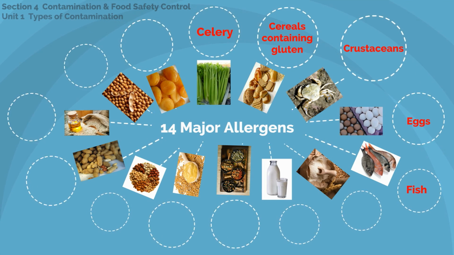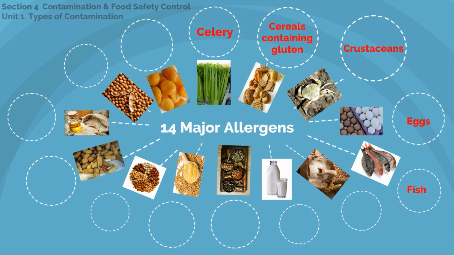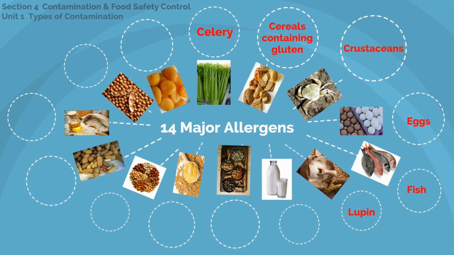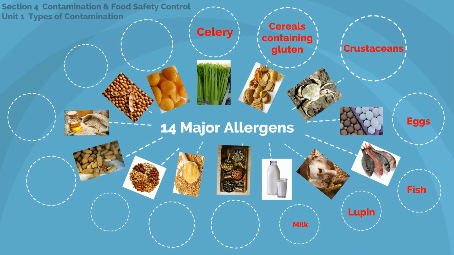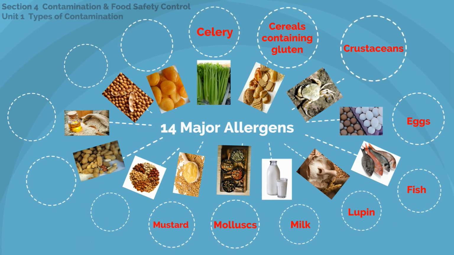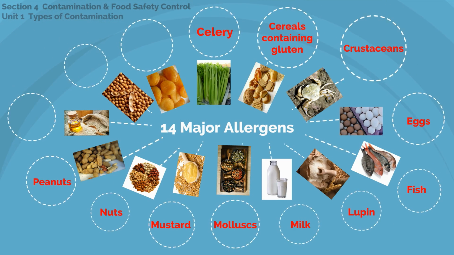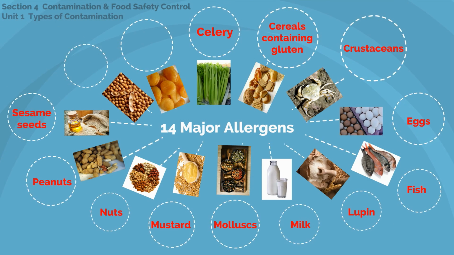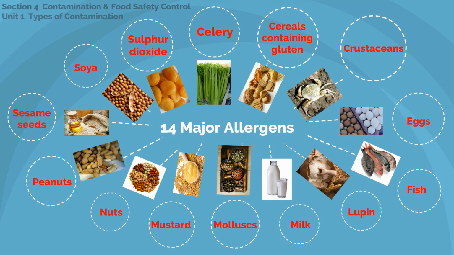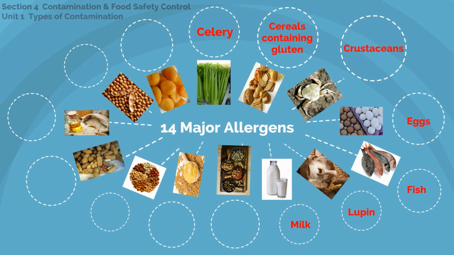Eggs are used partially or wholly in cakes, quiches, pastries, mayonnaise, pasta and food products glazed with egg. Fish is used partially or completely in dressings, stock cubes, fish sauce and relishes. Lupin seeds and flour can be found in some pastries, bread, pasta, pancakes and waffles. Milk can be found in yogurts, custard, cream, cheese, butter, milk powder and foods glazed with milk.